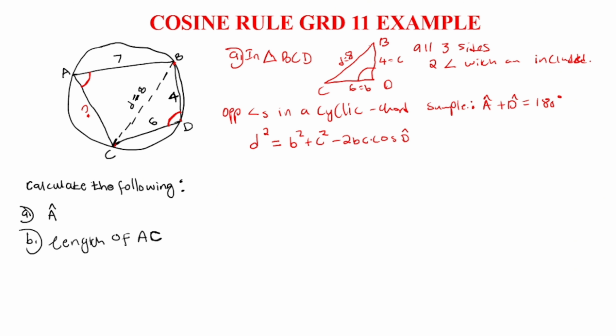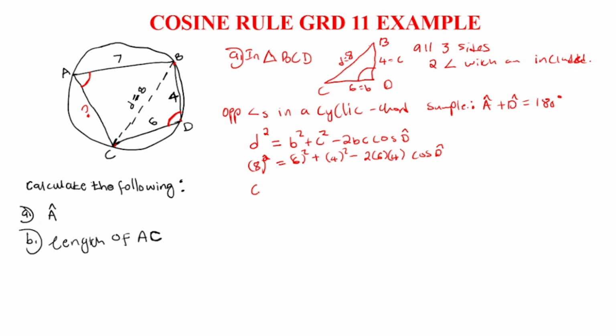Let's substitute here. d is 8, so 8 squared is equal to b, which is 6 squared, plus c, which is 4 squared, minus 2 times 6 times 4 cos D. We're looking for D, so we do the mathematics, bring everything to this side and then divide. I just want to show you how it's going to look, then you can punch it directly in your calculator.